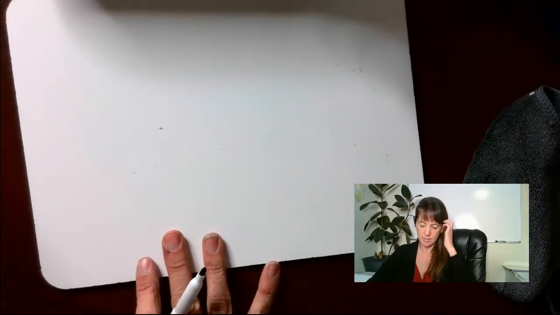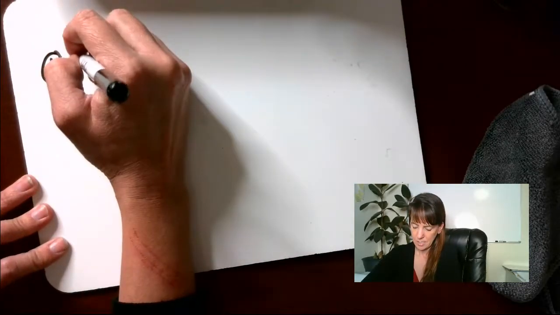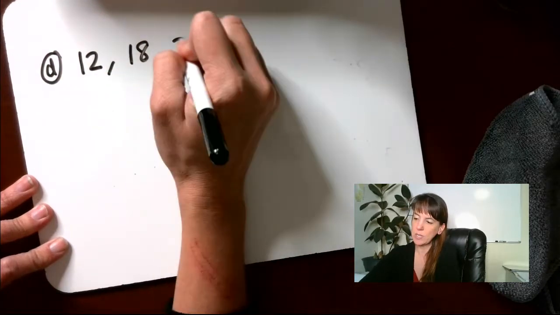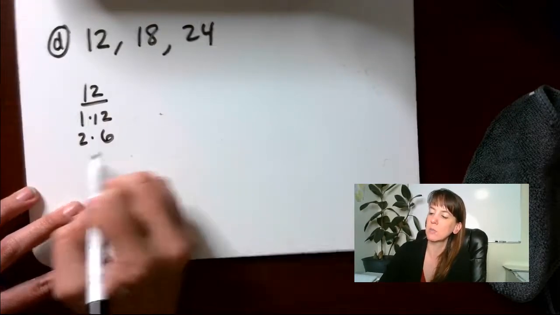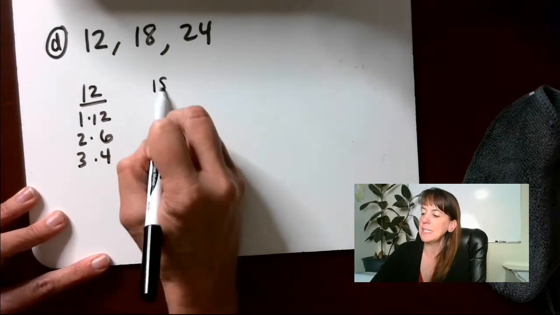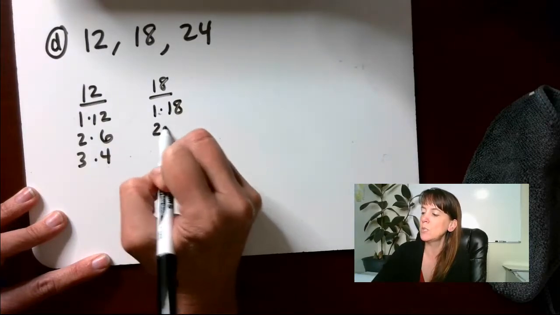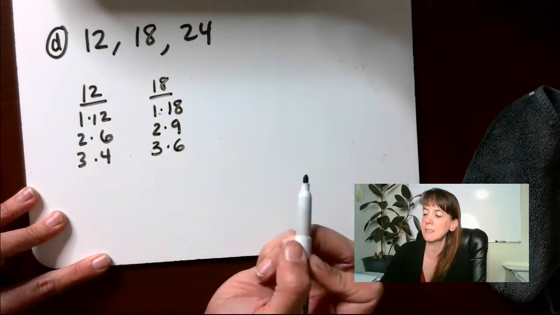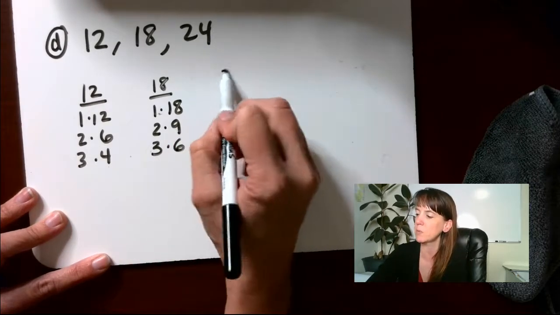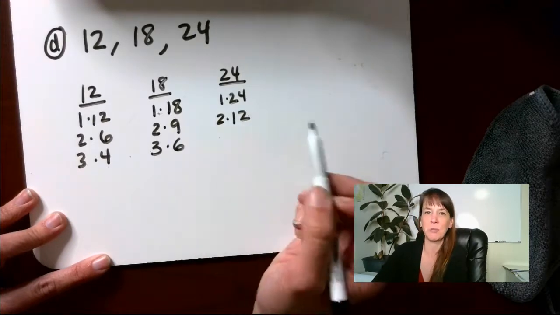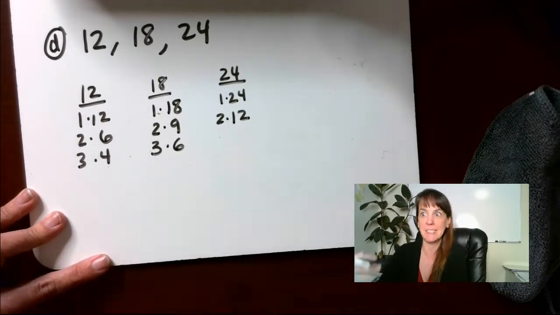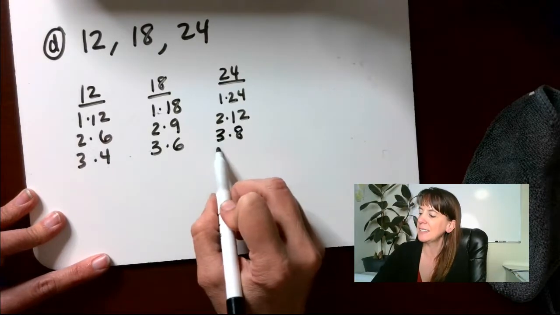Let's do one of the big ones. Let's do D. 12, 18, and 24. Well, let's start with 12. We have 1 times 12, 2 times 6, 3 times 4, and that's it. 18, we have 1 times 18, 2 times 9, 3 times 6, 4, 5, 6, 6 already up there. 24: 1 times 24, 2 times 12, 3 times 8, 4 times 6. This is why you should be writing it down, because you probably have it in front of you, but I erase, so I don't see it.